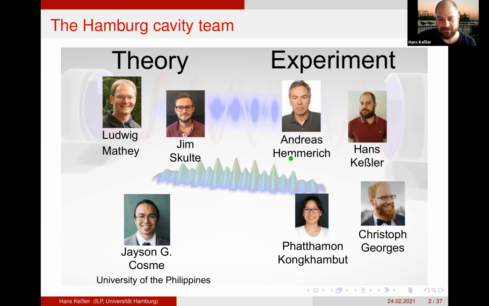From the experimental side, Andreas Hemmerich is the head of our group, and we have two PhD students, a senior PhD student, Christoph Georges, and a new PhD student, Padamon Korambut. So this is the team, and it's very nice to work here and collaborate. Here in Hamburg, because we have a lot of theorists and experimentalists, the communication is usually quite fast. Unfortunately, at the moment in the pandemic it is a bit more difficult.